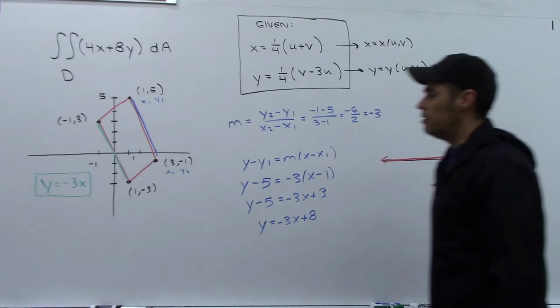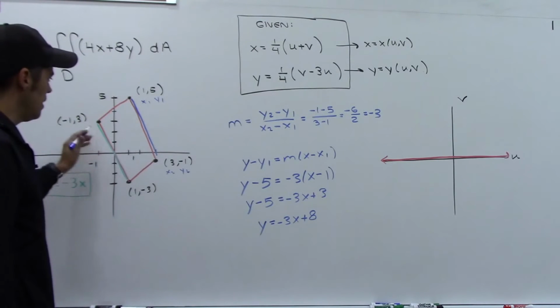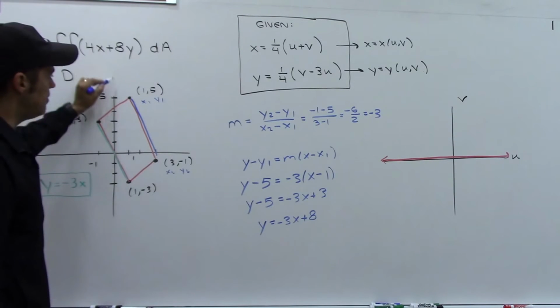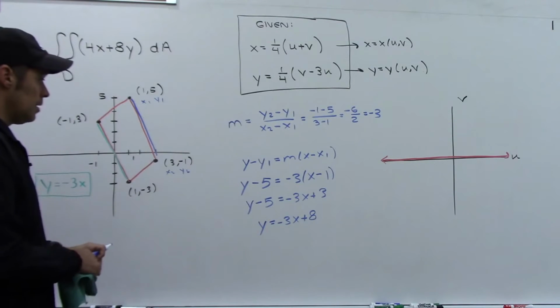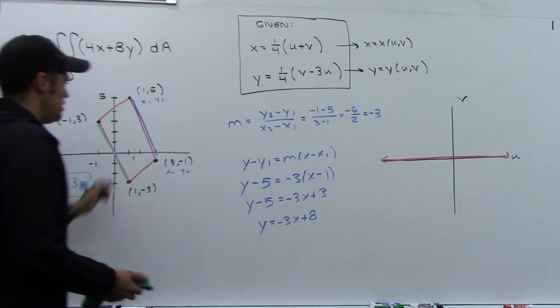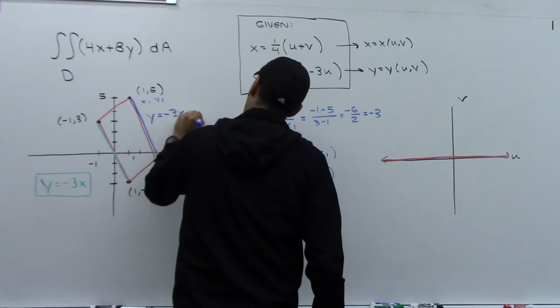Now I could have determined that myself. I could have said, okay, well this has the same slope as this one. And then I could have tried to find the y-intercept up here, which would have been 8. But that's how you do it systematically. All right, so this has the equation y equals negative 3x plus 8.